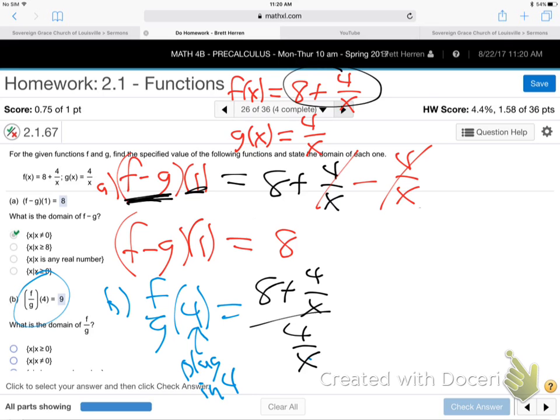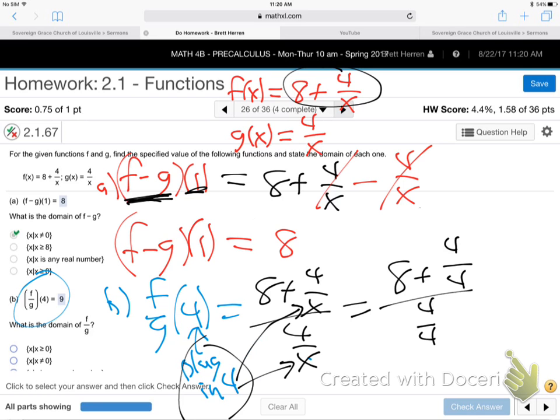So, real important to know, we can't cancel those. We have to leave it just like it is. So what do we do now? Plug in that 4, right there and right there, right? Good so far?